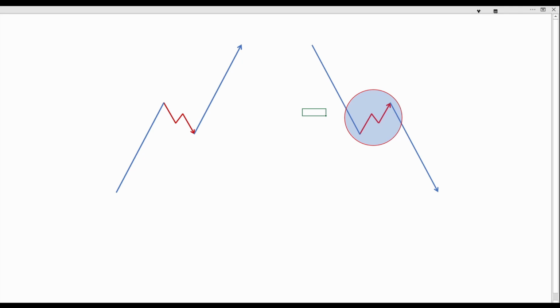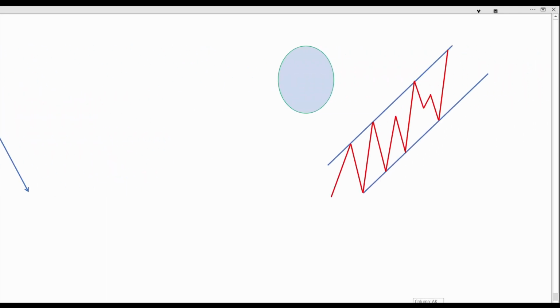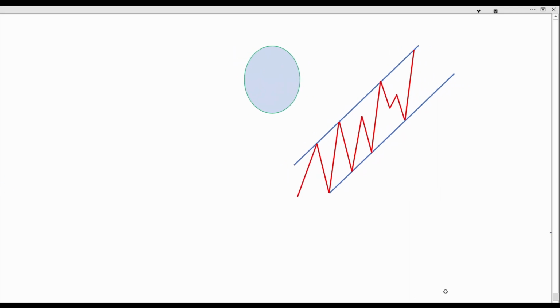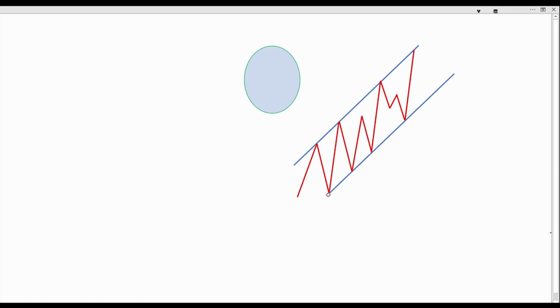Okay, so there are two basic scenarios that I trade with this technique. One of them is a trend channel, in this case to the upside. So this is an example of an uptrend trending channel.